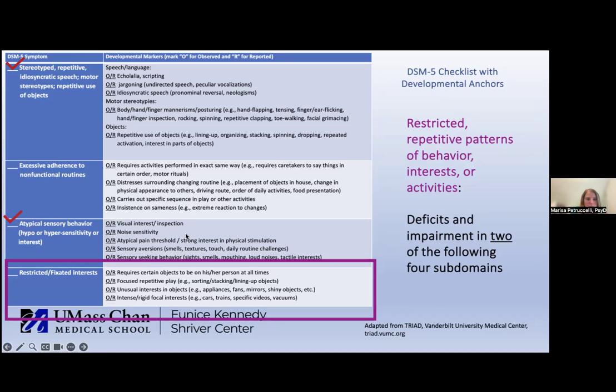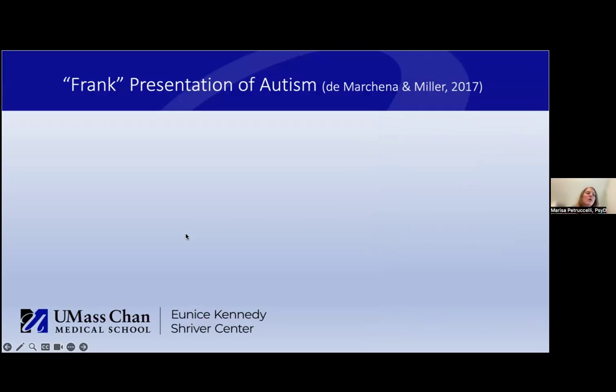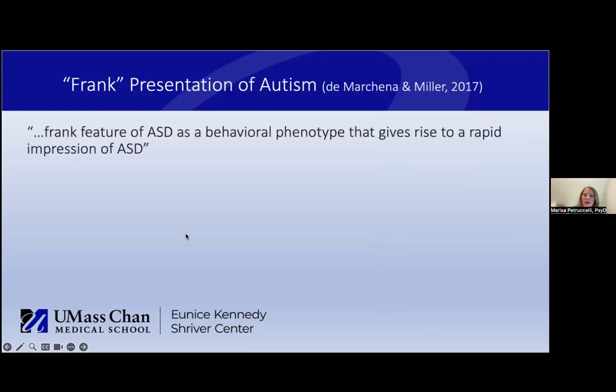There was a recent publication where colleagues down at CHOP identified what they've now termed a frank presentation of autism. So they interviewed a number of primary care providers and asked them to identify what they termed a frank feature of autism. This was really defined as a behavioral phenotype that gave rise to a rapid impression of autism. So when a patient walks in your office, yes, this patient likely has autism.